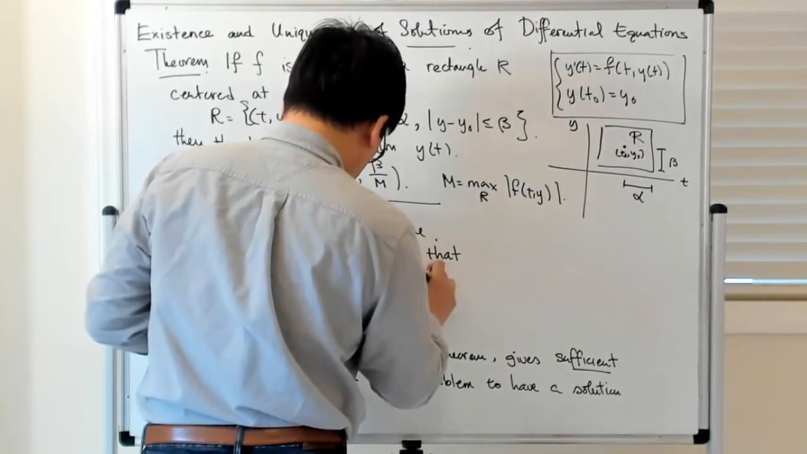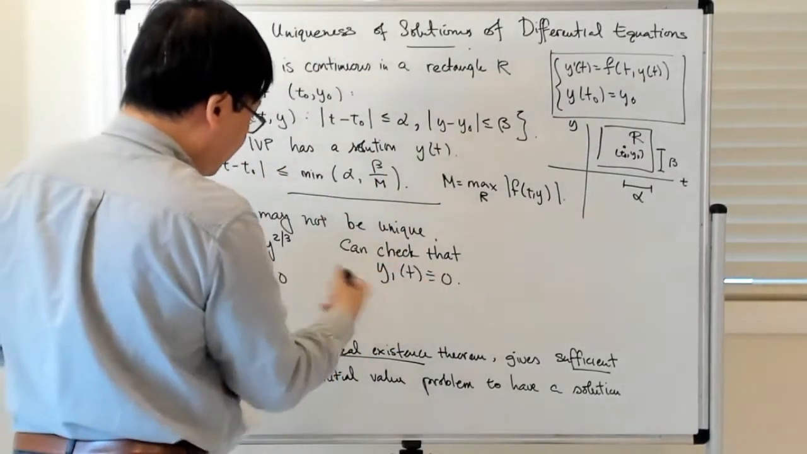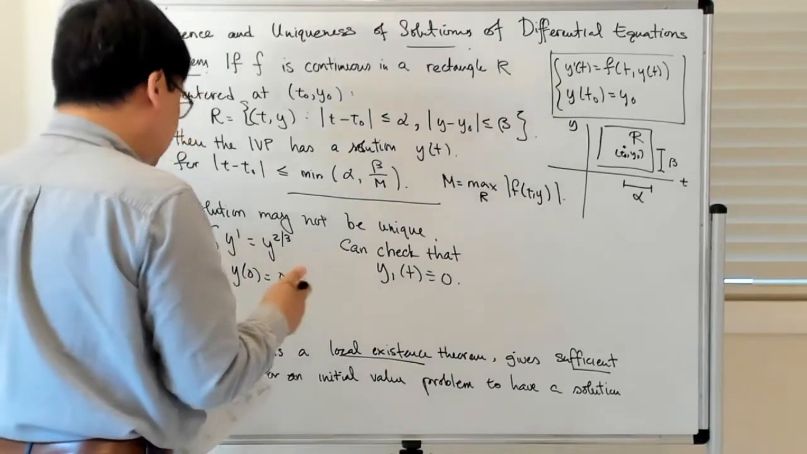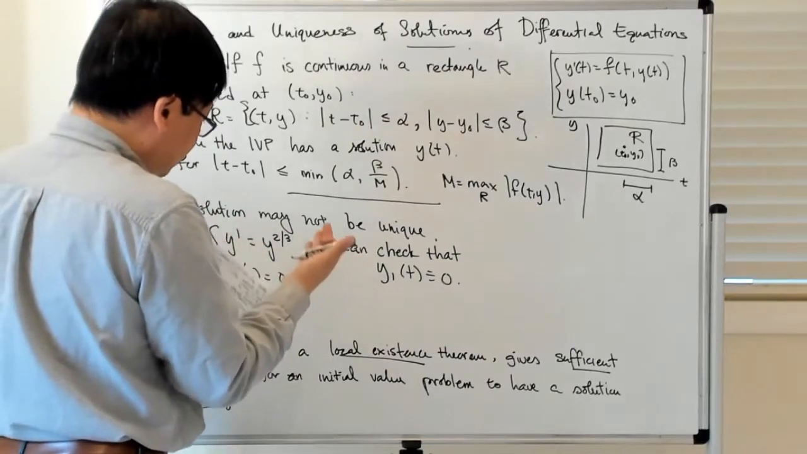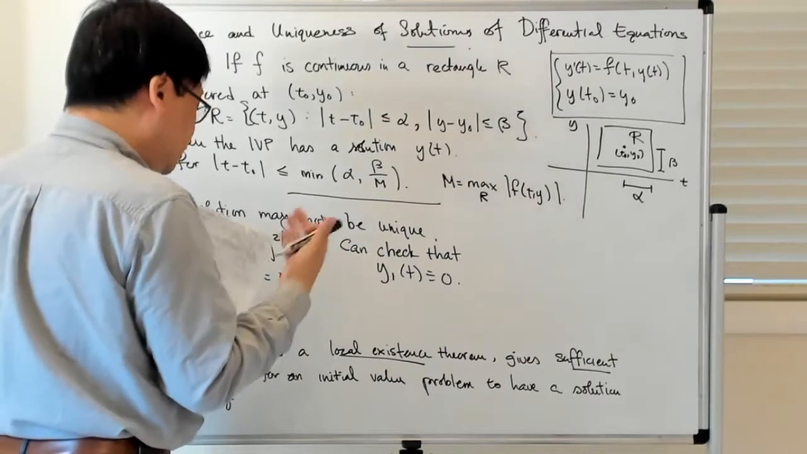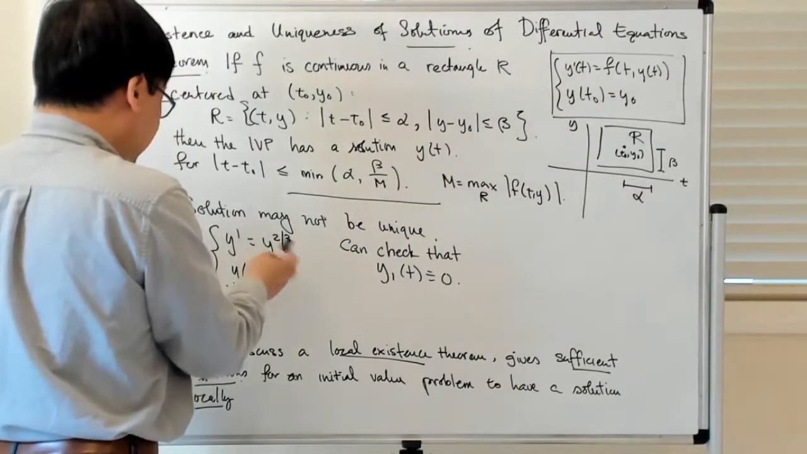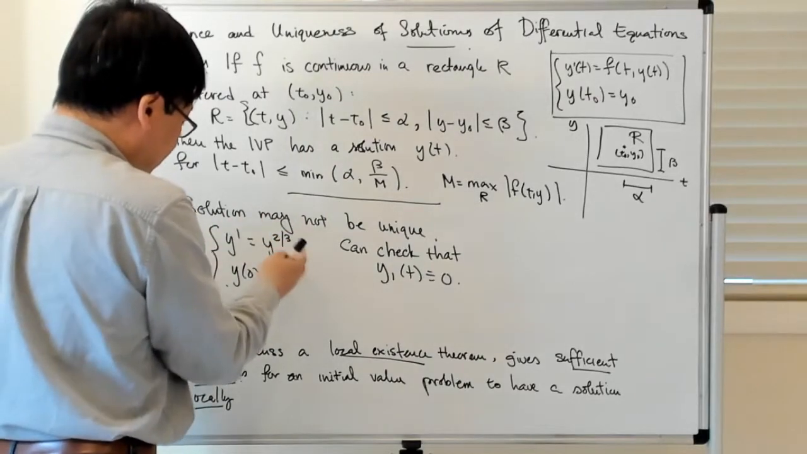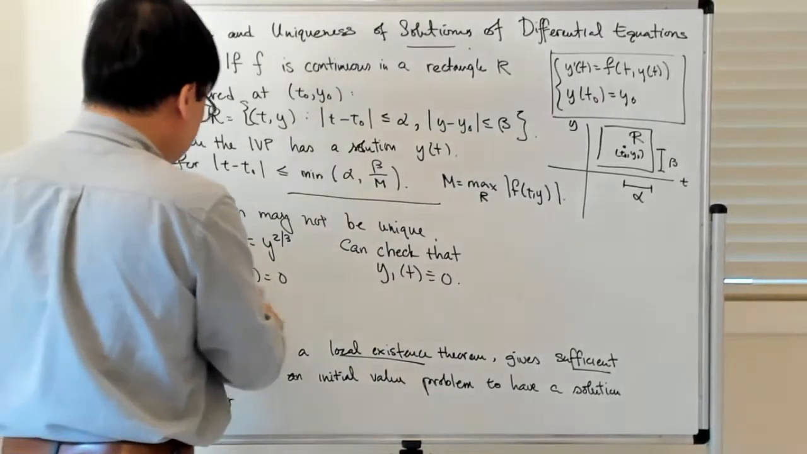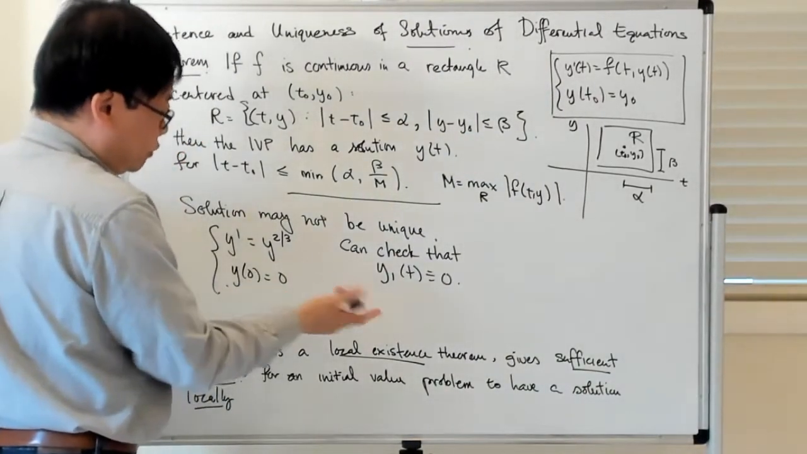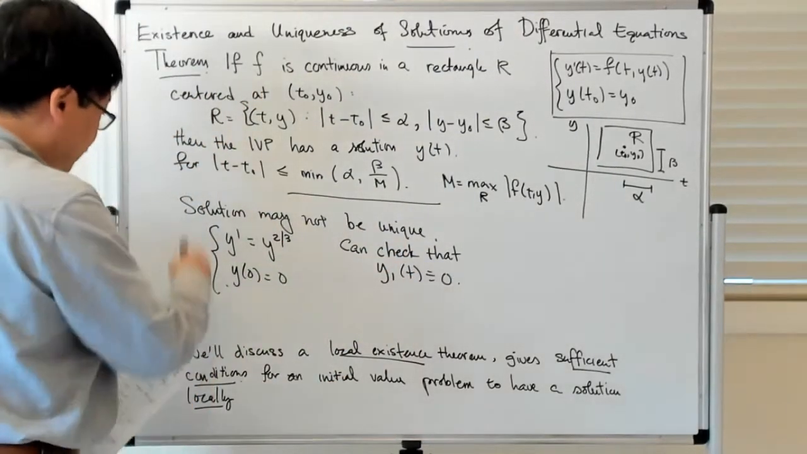You can check that y1 of t, which is identically 0, satisfies the equation. If y of t is identically 0, when you differentiate it, that's 0, so the left-hand side is 0, and the right-hand side is y to the 2/3. If y is 0, y to the 2/3 is also 0, so you get 0 equals 0, which is a tautological statement, but it satisfies the differential equation. And y at time 0 is 0, which again is true because y is identically 0 for all time. So that's clearly a solution of this initial value problem.